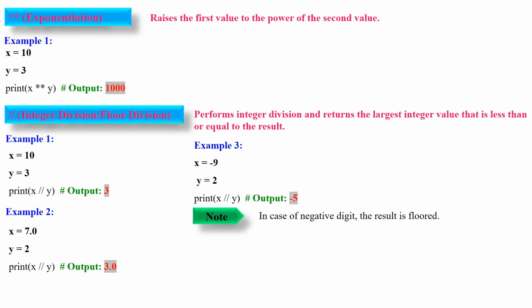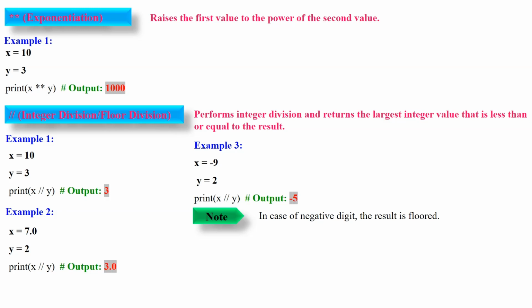Then, the expression x floor division y performs floor division, which divides x by y and rounds the result down to the nearest whole number. In this case, 10 divided by 3 equals approximately 3.3333333, but since floor division rounds down, the result is 3. Finally, the print function outputs the result, 3, to the console.